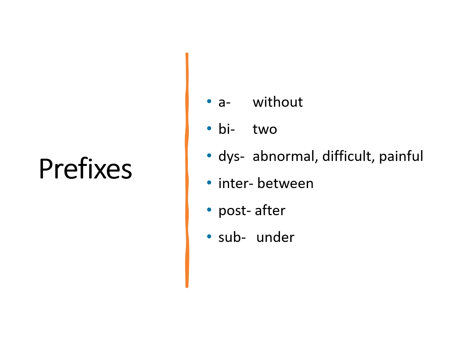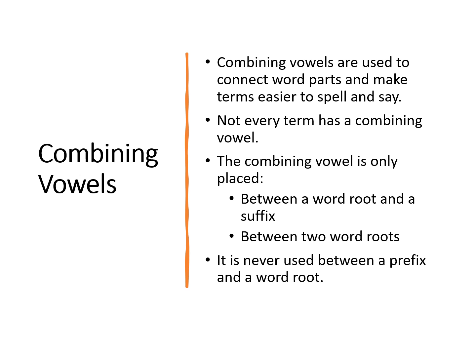Combining vowels, most often the vowel O, are used to connect word parts and to make a medical term easier to spell and pronounce. Combining vowels are placed either between a word root and a suffix or between two word roots. It's never used between a prefix and a word root.